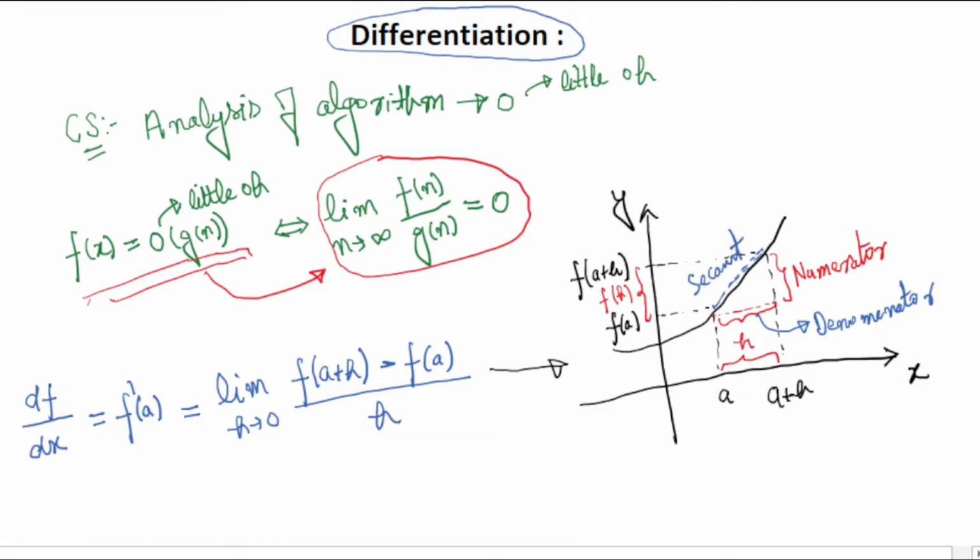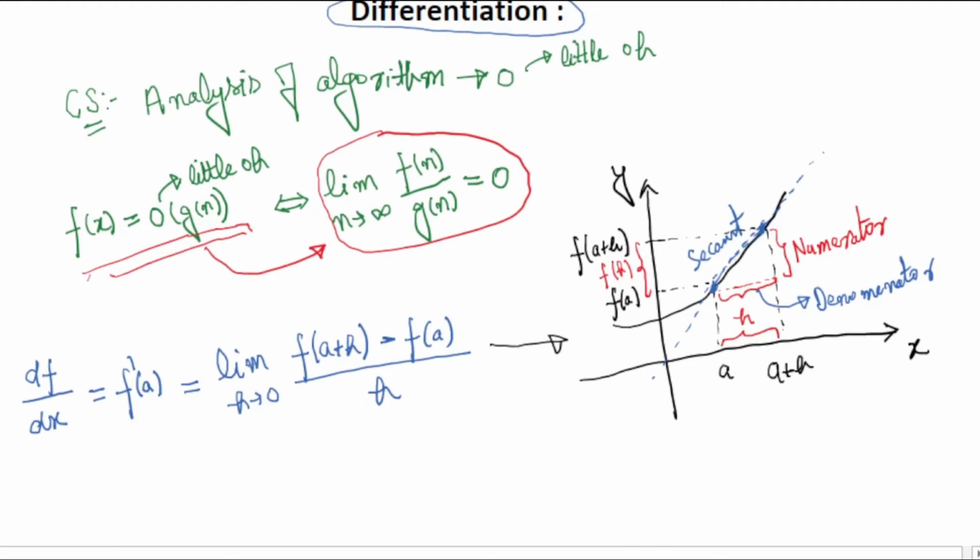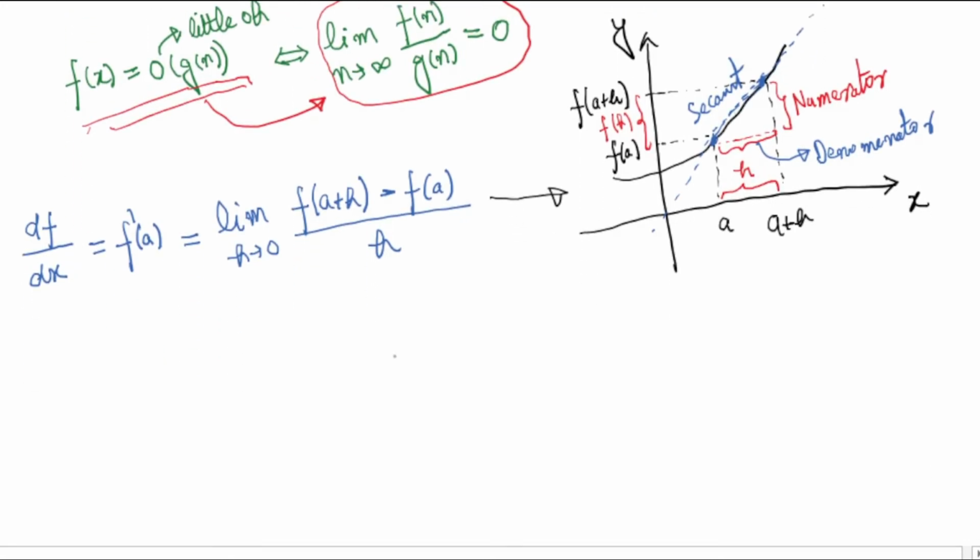A secant basically means a line which is connected to two points on the curve: one point here and one point here. So we have seen what a secant is. Now let's see what we actually get after the differentiation.